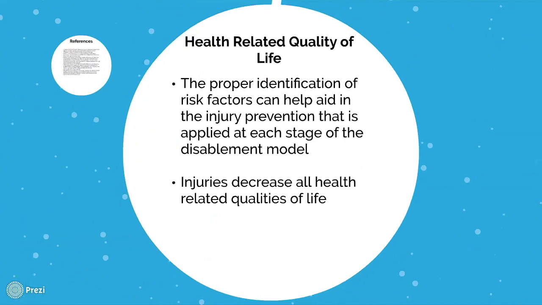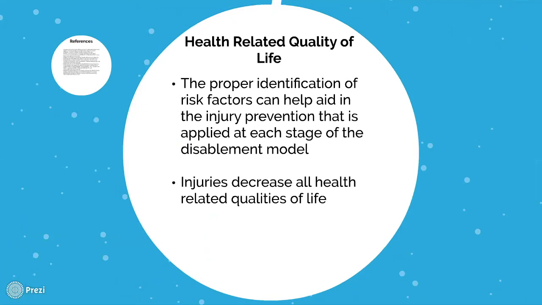Now, all of this can affect the health-related quality of life of a person. So any type of proper identification of risk factors is going to help us in being able to look at a person and apply each stage of the disablement model and say, okay, how will this affect their life? And we can go from cellular level all the way to their societal level and how this is going to affect them in society. Now, injuries do decrease all health-related qualities of life. This is known, and we need to be working on these things.